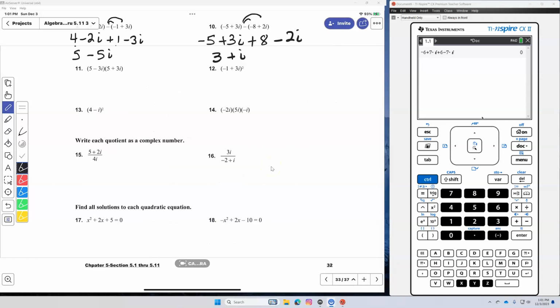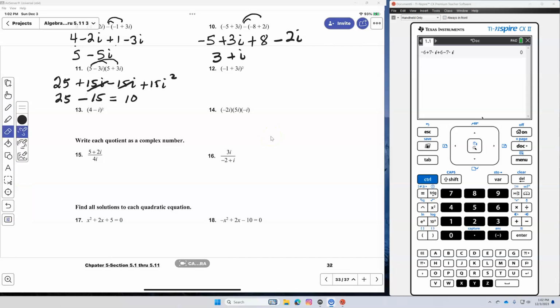Number 11, you're going to have to use the FOIL method to multiply. So we have 5 times 5, which is 25. 5 times 3i, which is 15i. Negative 3i times 5 gives you negative 15i. And then 5 plus 3 gives you positive 15i squared. So we have 25 and then 15i minus 15i, that's 0. Minus, since i squared is negative 1, minus 15. So this will be 10.